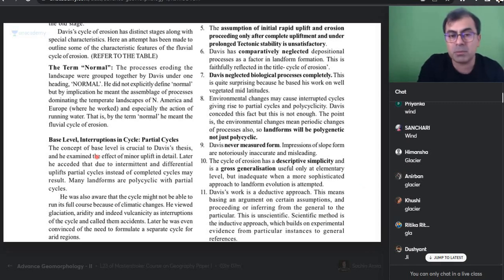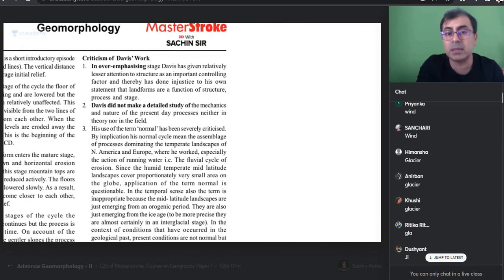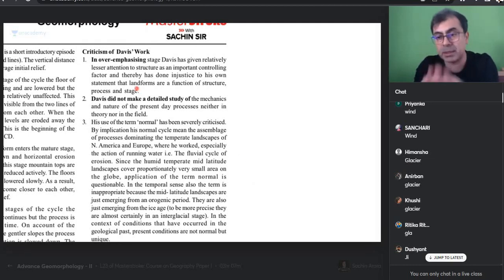Now everyone, base level. The concept of base level is crucial to the Davisian thesis, and he examined the effect of minor uplift in later stages. So अब इसमें हम base level की बात कर ली. Base level I'll bring once again. Davis की जो हम बात करें, Davis का criticism पहले हमने बात कर लिया था. So I'm not repeating that. This has already been uploaded.